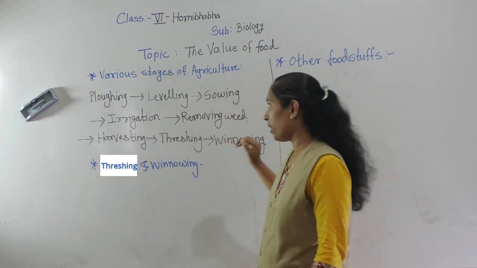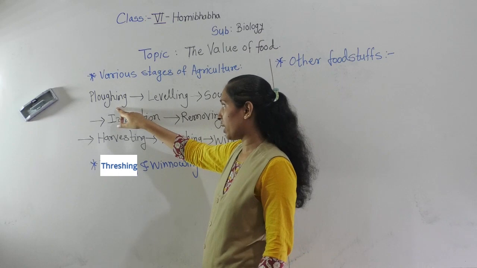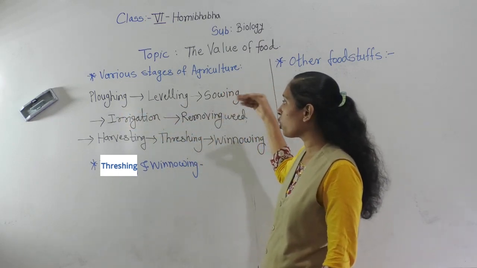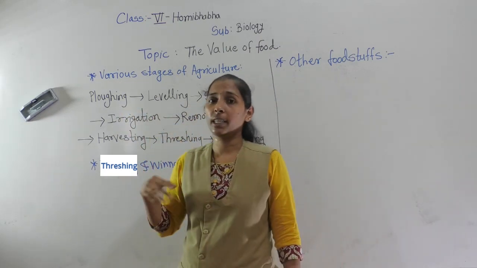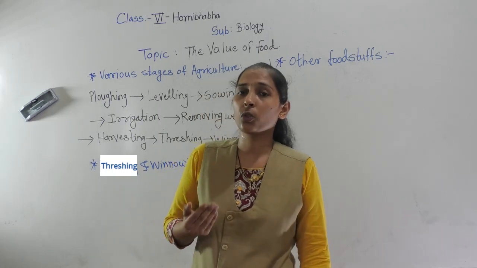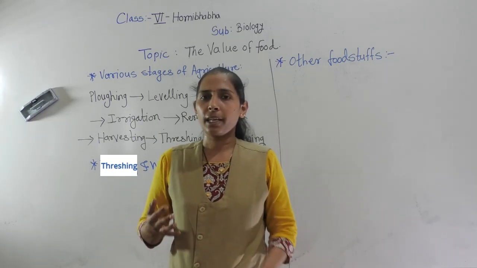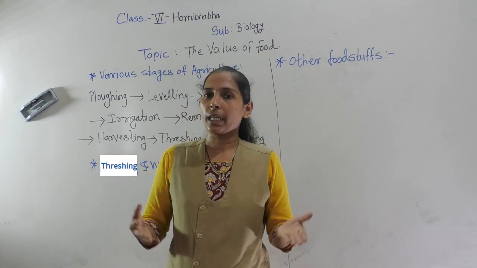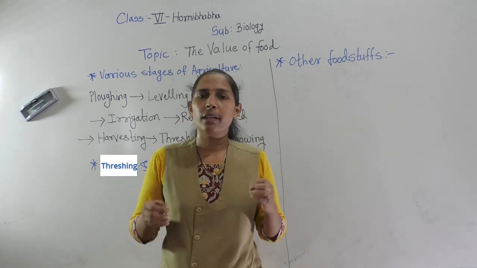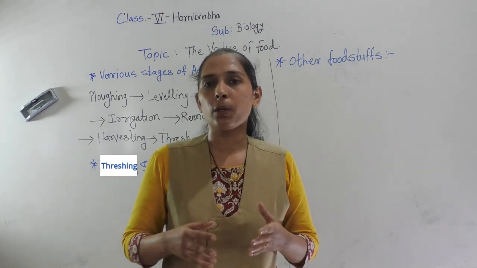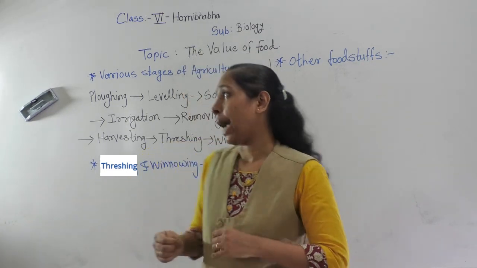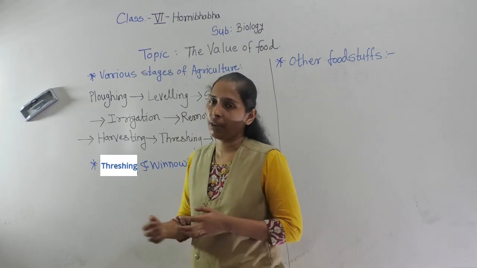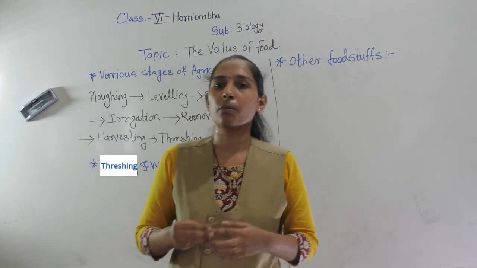Okay, so next one. Till now we have discussed plowing, leveling, and sowing. Once the sowing is done, it is very important that irrigation should be done properly. If farmers are taking the rainy crops, they need not irrigate the crops. The rainwater is enough for the proper growth of the crops. And if we are taking the rabi crops, then we have to irrigate the crops properly.